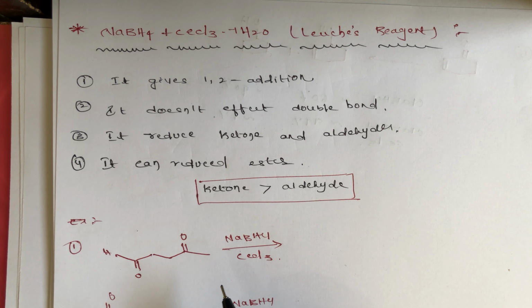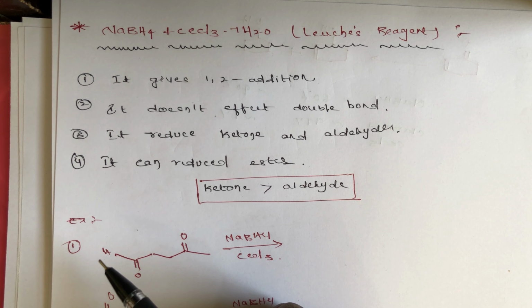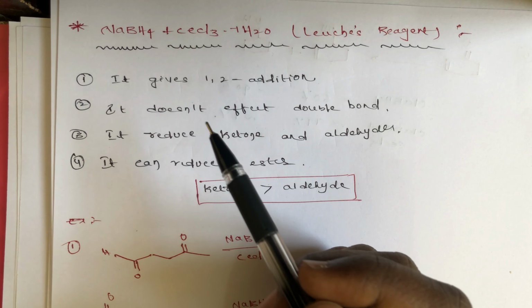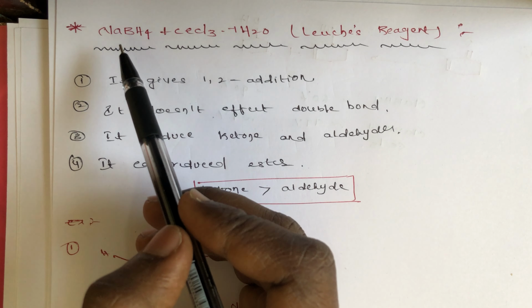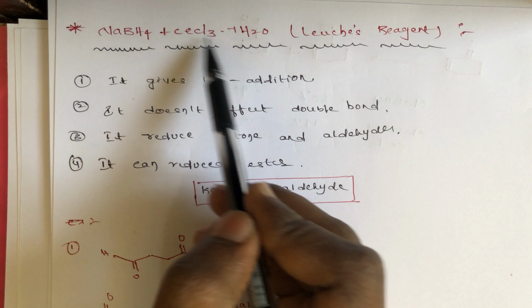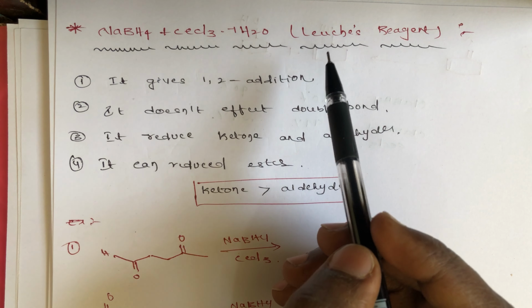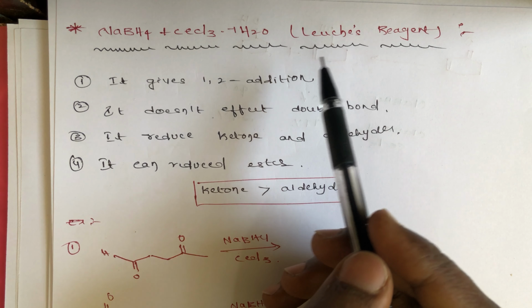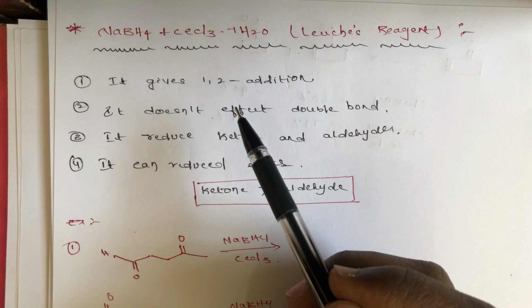So in this video, now I am going to explain one of the most important reagents, that is Luche's reagent. So what is Luche's reagent? Simply NaBH4 plus CeCl3·7H2O. This CeCl3·7H2O with NaBH4 we can call Luche's reagent. This is also a hydride of borane derivatives, one of the most important.